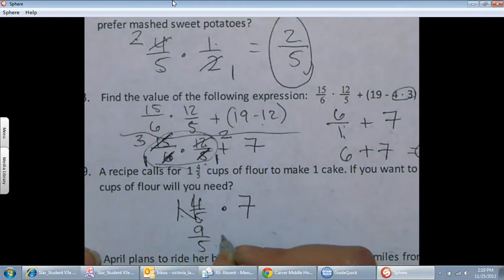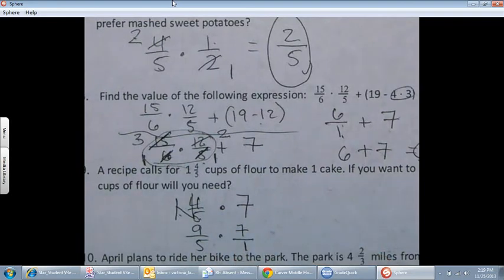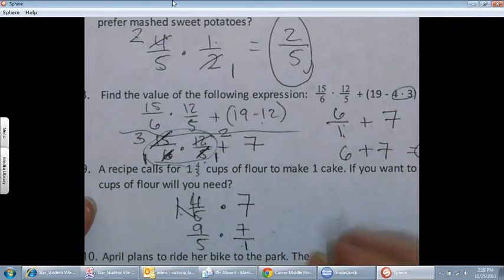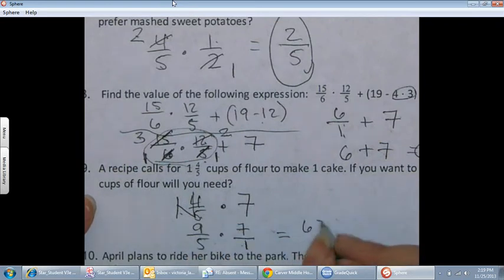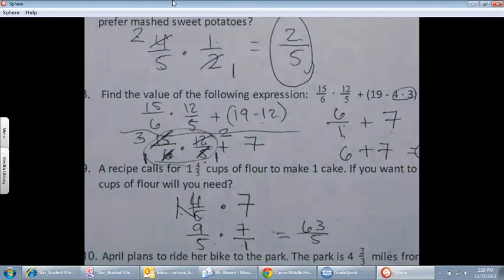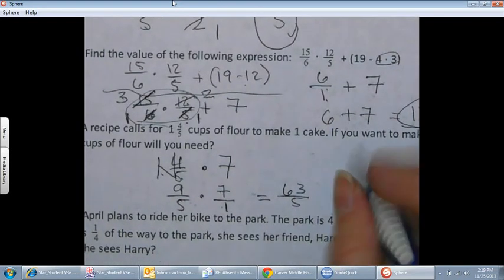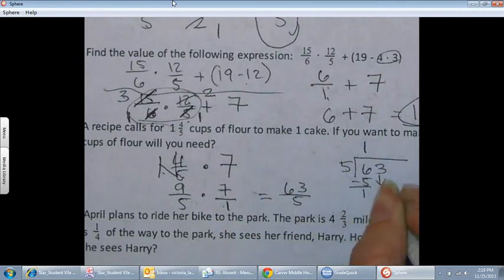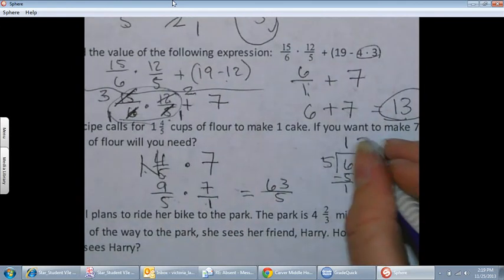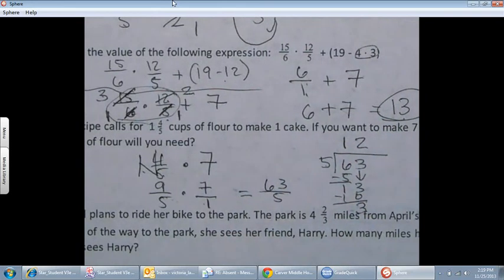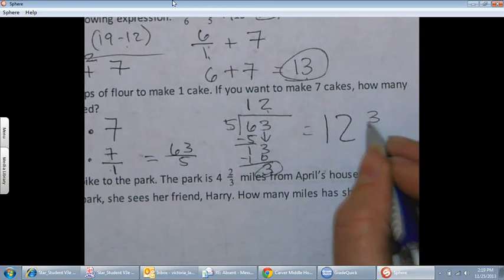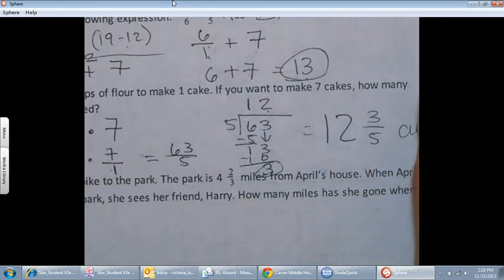But in order to multiply a fraction times a whole number, you have to put a 1 under the whole number. Can we simplify? No, 9 and 1 won't simplify, and 7 and 5 won't. So we're going to have to multiply across. 9 times 7 is 63, and 5 times 1 is 5. I can't leave it like that, so I'm going to have to make it a mixed number. How many times is 5 going into 6? 1. Minus 5 gives me 1. I bring down my 3. 5 goes into 13 2 times. Minus 10 gives me 3 remaining. So my answer is going to be 12, because that's my whole number. And 3 was my remainder, so it's going to be 3/5 cups of flour.